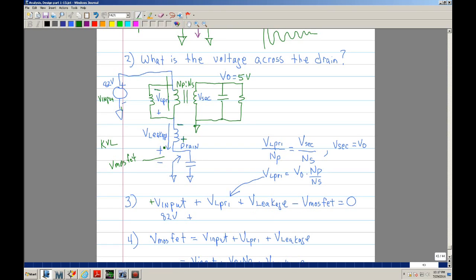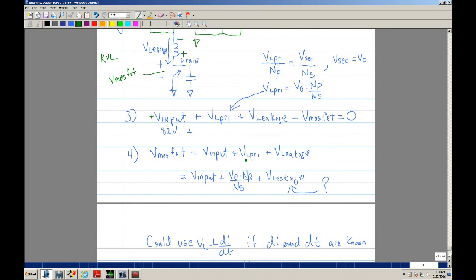Since we're going in this direction, it's leaving the negative side, so that becomes negative V MOSFET, and that means that KVL means you sum it to 0. So then we solve for V MOSFET. Basically it's the drain.